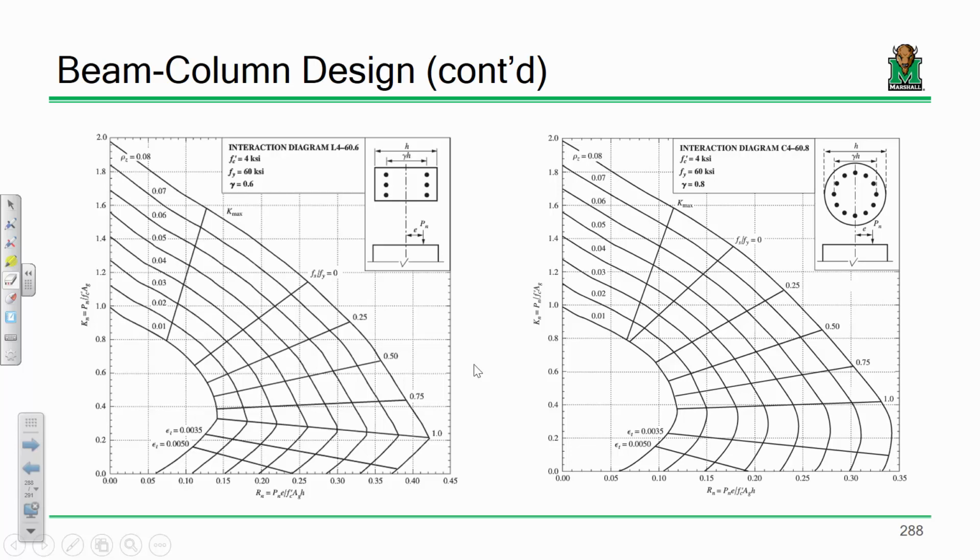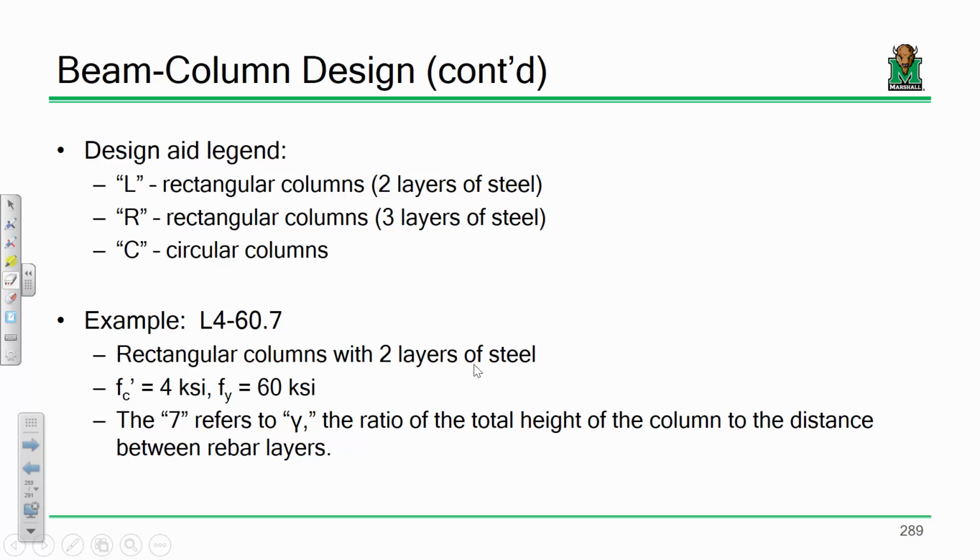Now, what about the 0.7 and the 0.8? What do you think that corresponds to? This gamma term. And what is gamma? It's basically the relationship between the dimension of the column and the dimension between the layers of rebar. Make sense? Now, the one question is what's going on with the L and the C? The C is pretty simple. C stands for circular columns. But what about the L and the R? The L corresponds to rectangular columns that have 2 layers of steel, and R stands for rectangular columns that have 3 layers of steel. So a very simple example would be this is an L column.